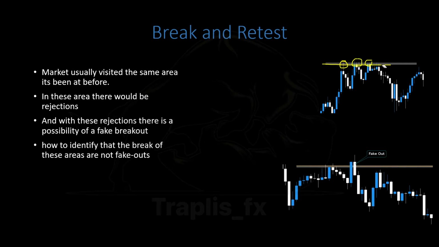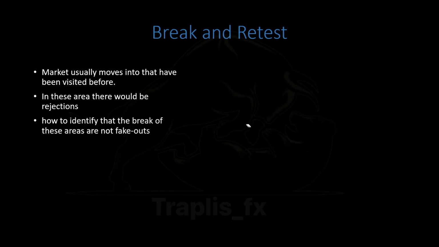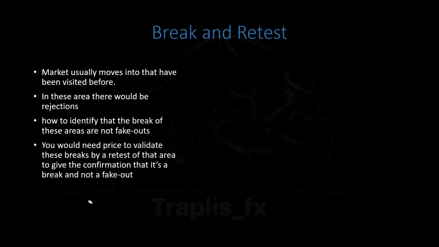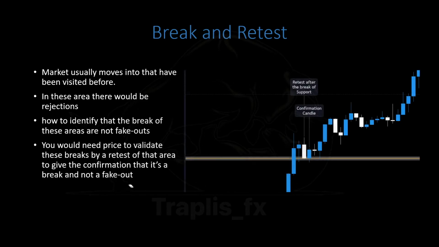Okay, let's keep moving. Then we can see you would need price to validate these breaks by retesting them. So if price does not retest this area to tell you, okay, this area is strong, and we break, and our break is validated by us retesting it and not going below, then you know that this break is good. By giving the confirmation that it's a break and not a fake out, which we just saw what a fake out is. So an example for break is this.